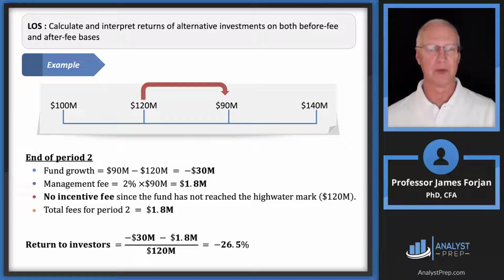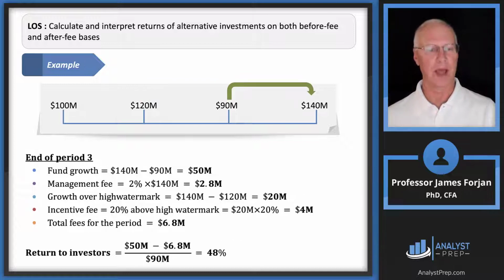So let's go to period 3. This is where we're probably both going to be more happy, right? So we go from 90 to 140. So that's a $50 million. So my management fee is going to be 2% of the 140. So there's the 2.8 million.